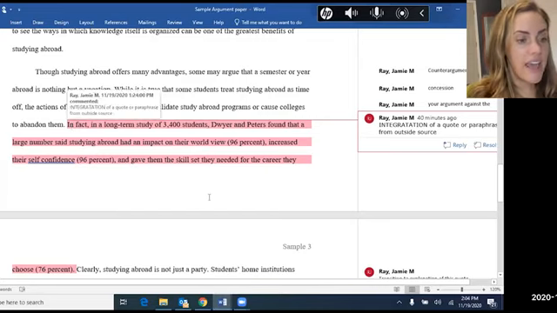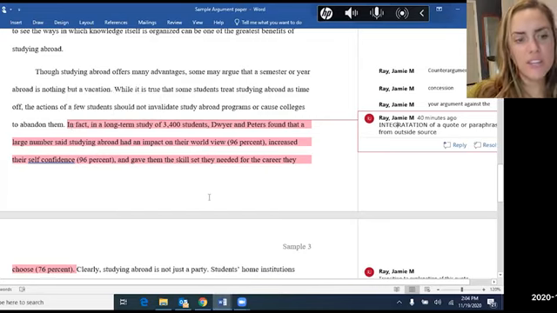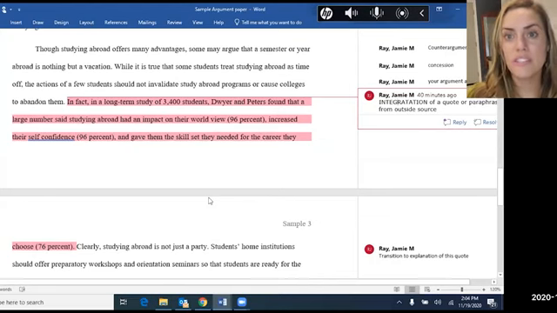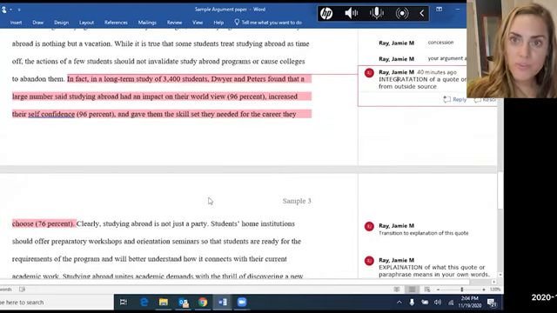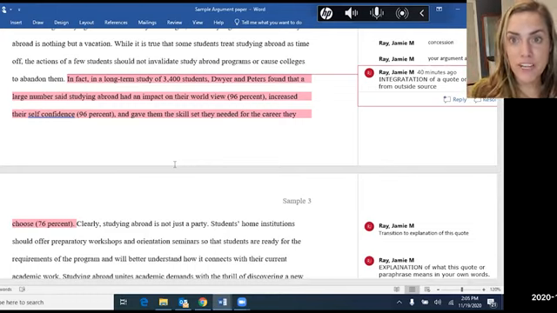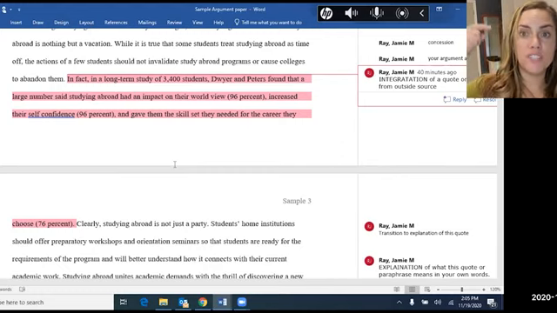So that's what this person did. "In fact, in a long-term study of 3,400 students, Dwyer and Peters found that a large number said studying abroad had an impact on their worldview, 96%, increased their self-confidence, 96%, and gave them the skill set they needed for the career they chose, 76%." So that's just a paraphrase, right? From some study, okay? That's great. It supports the argument that this writer is using. But don't forget, you got to explain how it proves the point that is being made by this writer.